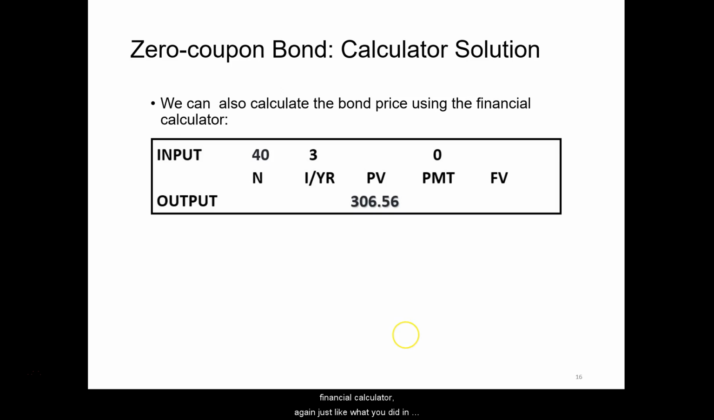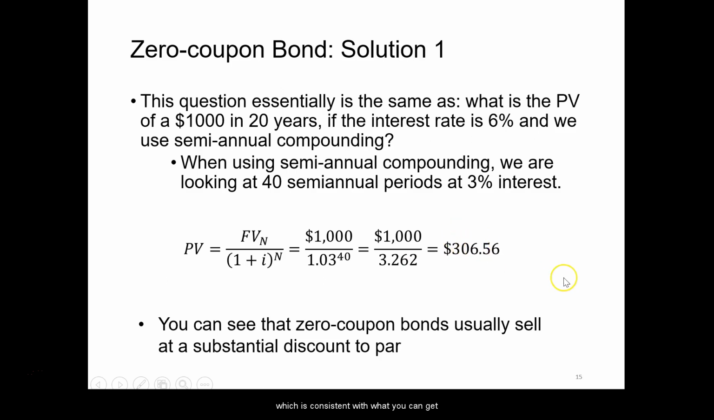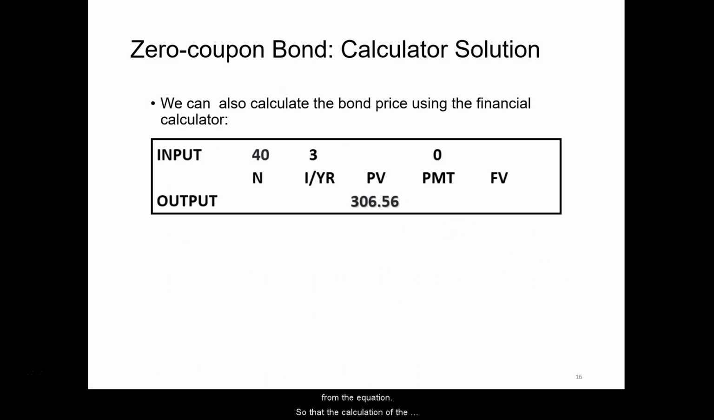substantial discount. We can also try to use the financial calculator, again, just like what you did in Chapter 4 to calculate the present value. For the future value, we use 1,000 because that is the final amount you receive at the end of the 20th year. So if you do that, and then 40 as N, 3 as IY, you compute for the PV. The PV should be 306.56, which is consistent with what you can get from the equation. So that's the calculation of the price of zero coupon bond based on the semi-annual compounding.